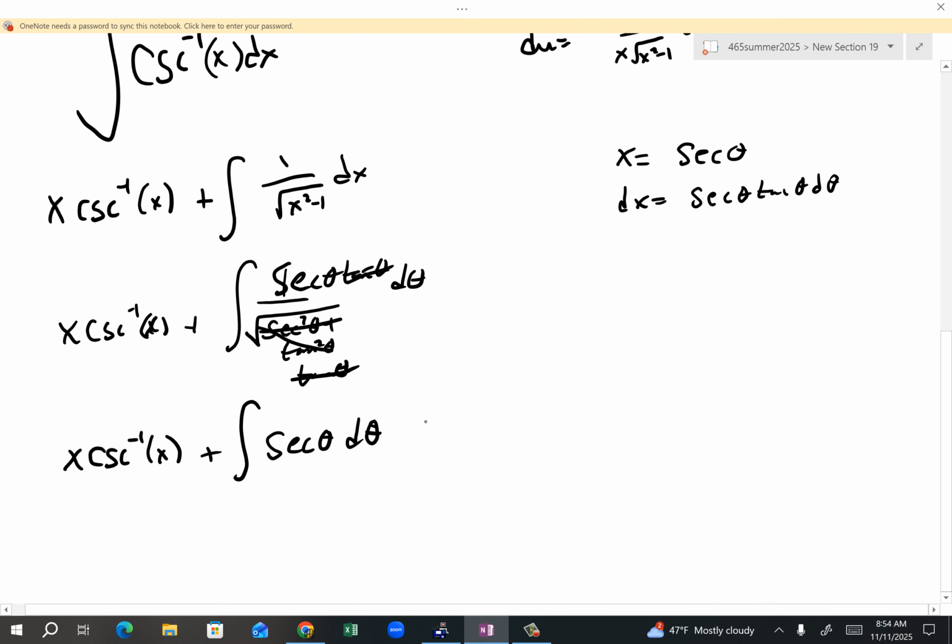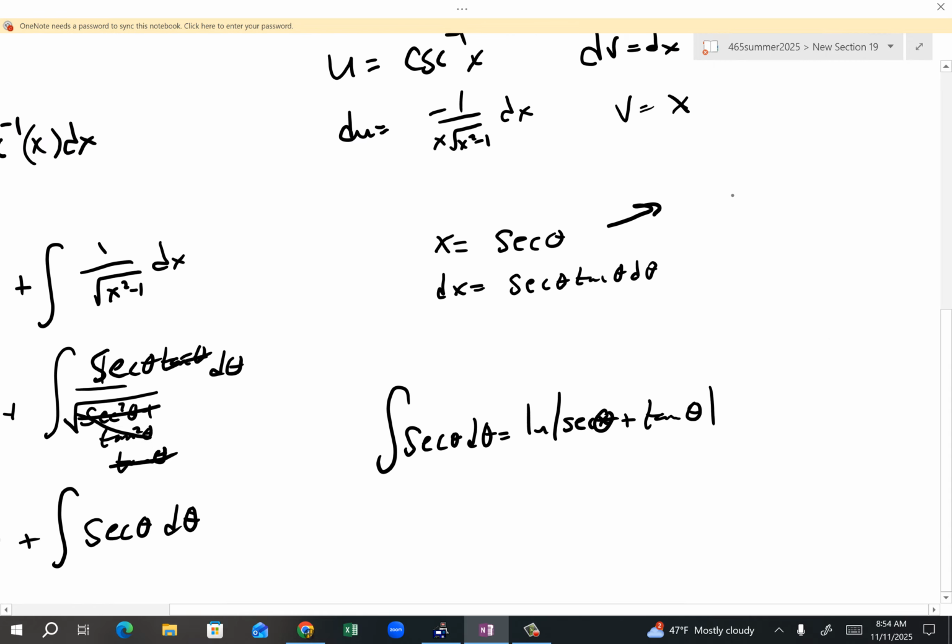This is the integral of secant of theta d theta, which is the ln of the secant of theta plus the tangent of theta. Okay? Well, what's theta? Remember this picture right here? It says the secant of theta is x over 1. So this side is the square root of x squared minus 1. Again, if you don't get that, you screwed up.